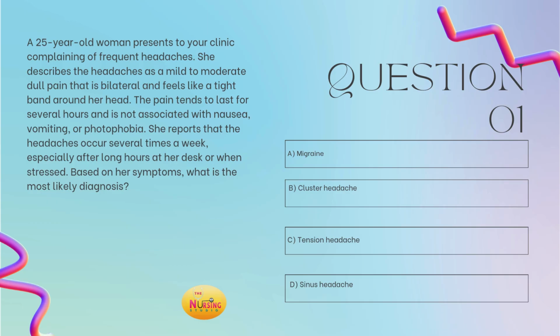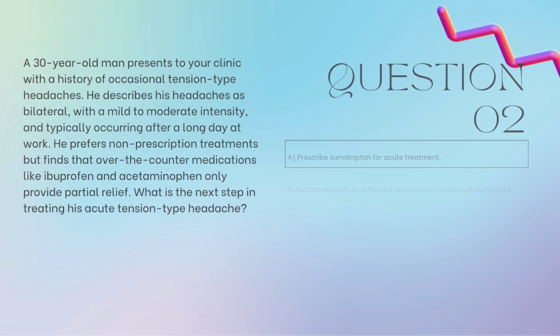So this 25-year-old woman comes into the clinic complaining of frequent headaches. She has headaches that she describes being mild to moderate. Dull pain is bilateral and it feels like a tight band around her head. Y'all, this is classic. And you know my saying when those key identifiers are presented, when I say this, you say that. So when I say band like headaches, you say tension every time. No questions asked every time. C is your best answer, tension headache, okay?